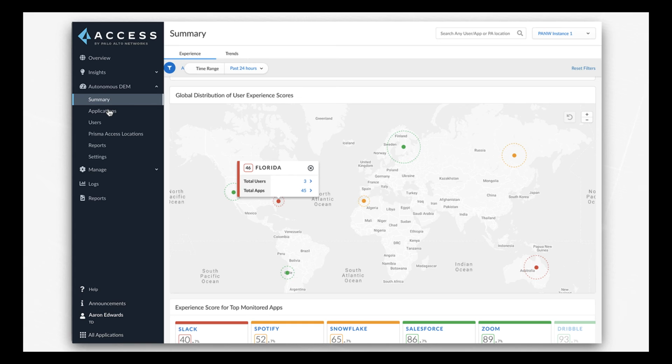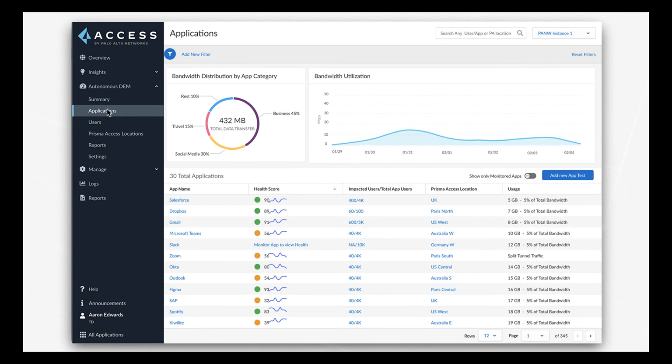Now, in real-world help desk scenarios, customers may be reporting issues with specific applications. Prisma Access ADEM also uses application-specific views to help isolate where these issues could be. On the application summary page, we show all the applications that are running across your entire organization, individual health score of each application, number of users that are using the application, and where the application is being accessed from.